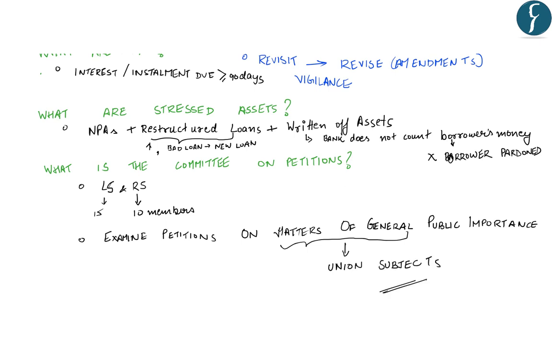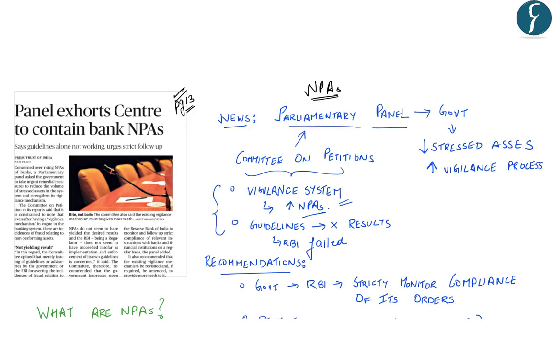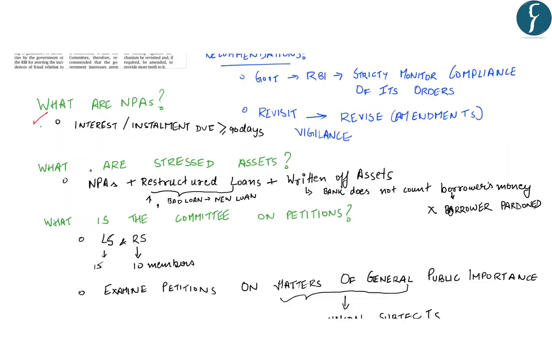Let's look at this article from the exam point of view. From the exam point of view, we should know what is the Committee on Petitions, which can be asked in prelims. They can also ask what is the definition of NPAs, what is the definition of stressed assets, details about the Committee on Petitions, and what are the various measures recommended by the parliamentary panel to strengthen the vigilance mechanism of the banking system to avert incidences of fraud relating to non-performing assets. So that completes this article.